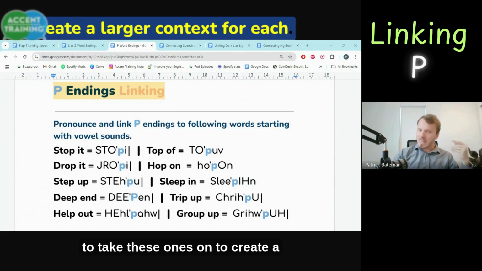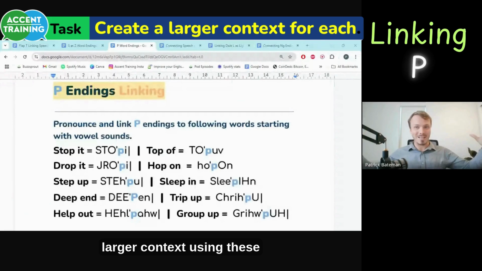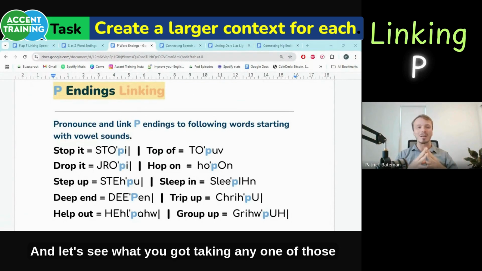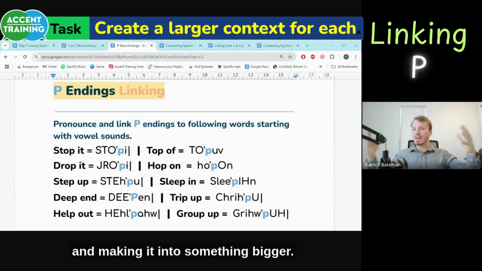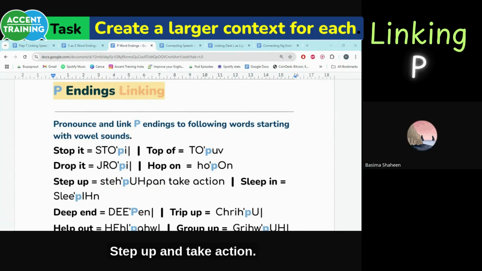Now, does anyone want to take these ones on to create a larger context using these phrases? Does anyone want to use their own imagination? And let's see what you got, taking any one of those and making it into something bigger. Step up and take action.